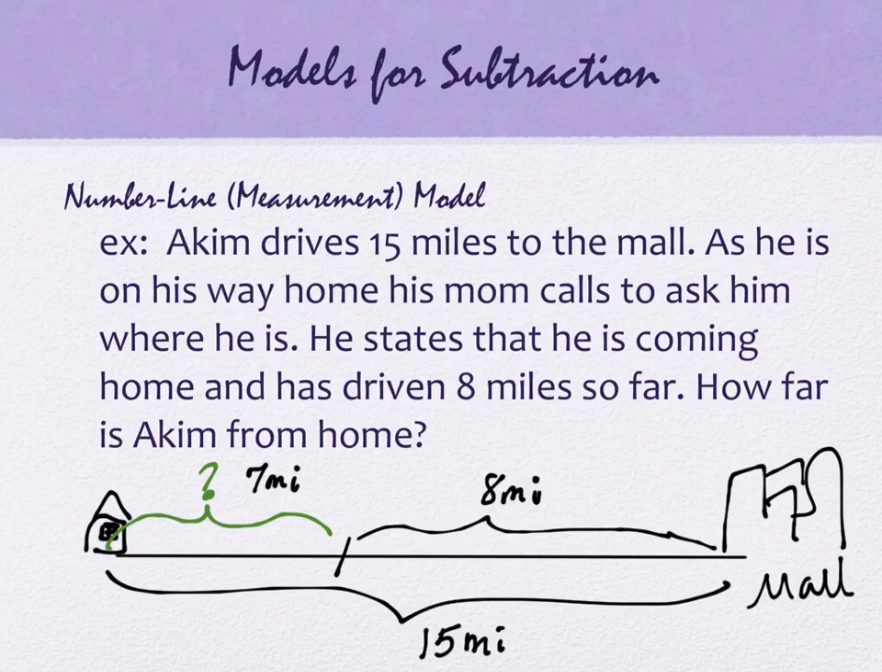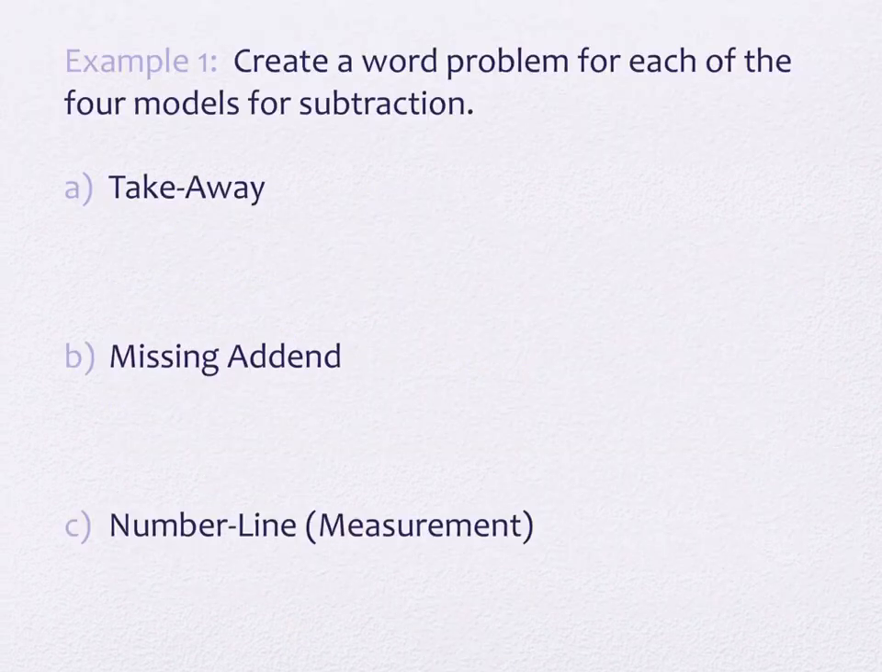What I want for you and your partner to do is create an example of each of our 3 models. Okay, your word's a word problem. You're going to write a word problem. Doesn't need big numbers, doesn't need to be complicated. You don't even need to solve it. You're just writing the word problem. 1 for takeaway, 1 for missing add-ins, and 1 for the number line or measurement model.